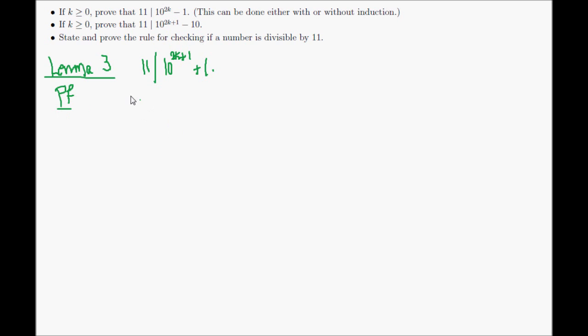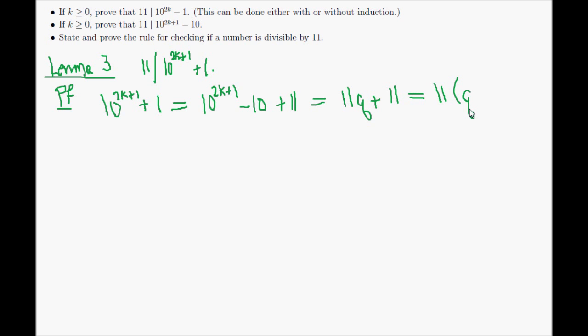This, I hope, is straightforward. 10 to the 2k plus 1 plus 1. That's the same thing as 10 to the 2k plus 1 minus 10 plus 11. Now the second lemma, we just got done saying that the first two terms is a multiple of 11, plus an additional 11, and so that's going to be 11 times something. So that's the end of that proof. Okay, let's combine these. Okay, lemma 4 goes like this.